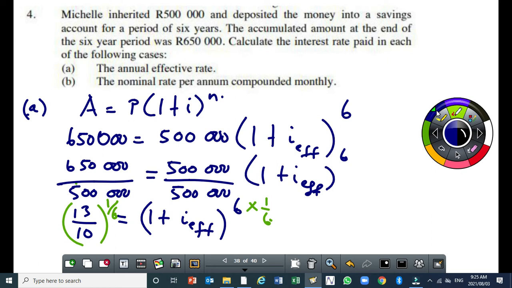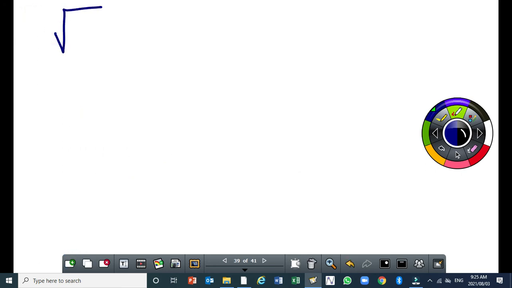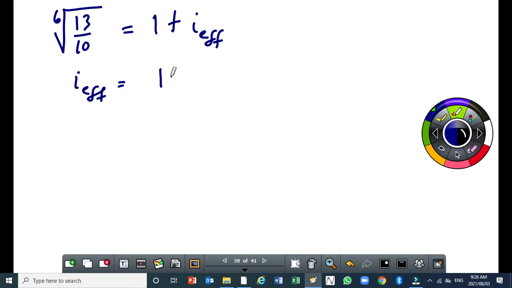Okay. Then from here, I can introduce the root sign. So on the next page, I can have the sixth root of 13 over 10, and that will be equal to 1 plus i EFF. So my effective interest rate is going to be equal to the sixth root of 13 over 10, all minus 1.